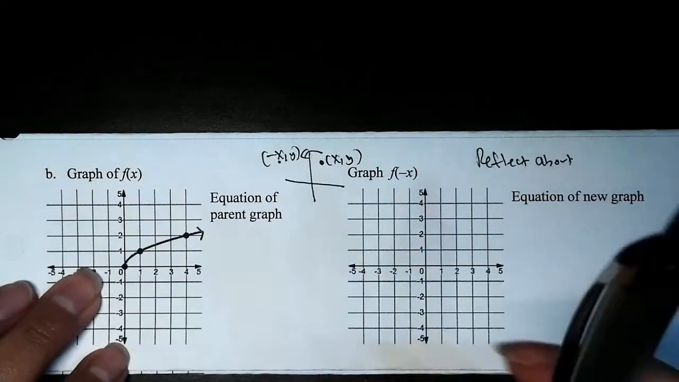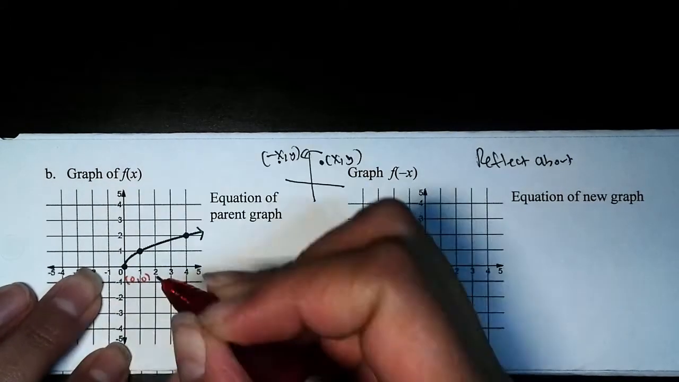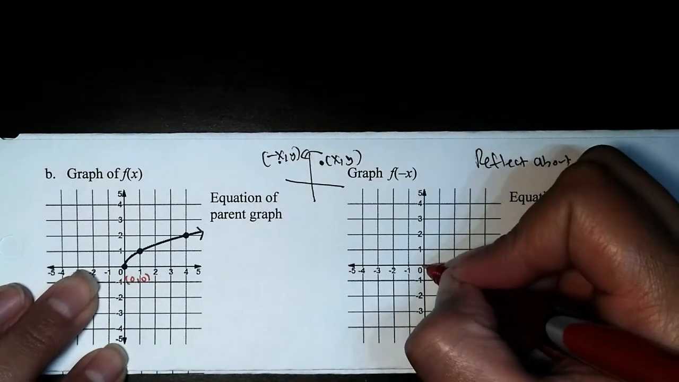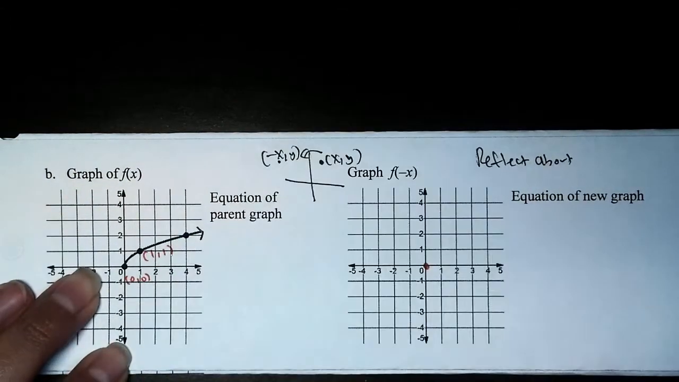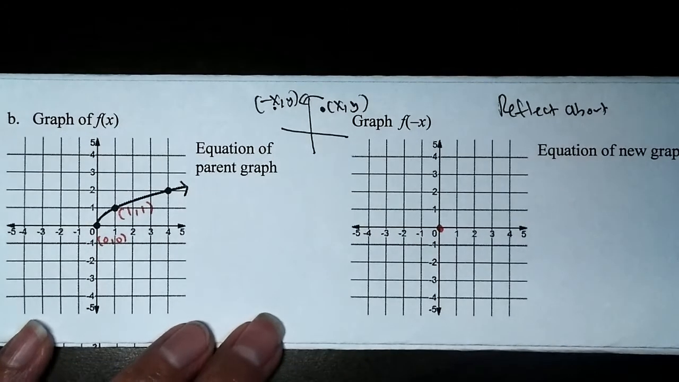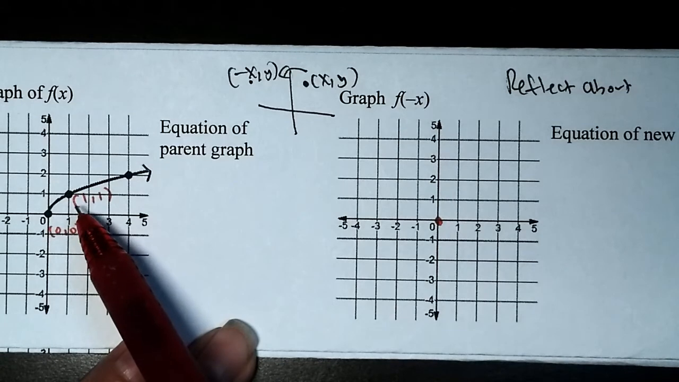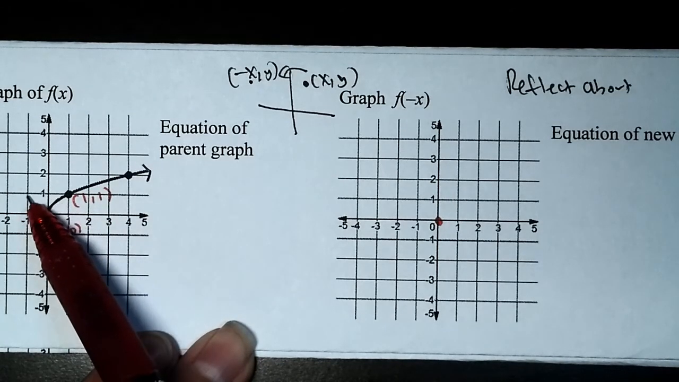So we are at (0, 0), and if we reflect about the y-axis, then we're already on the y-axis, so we will be at the same point. The next one is, I believe, (1, 1). I should zoom this in. Sorry, my accent gets in the way at times. Okay, so I'm at (1, 1). If we reflect about the y-axis, I'm 1 unit away, so I should be 1 unit away on the other side, so I should be at (-1, 1).